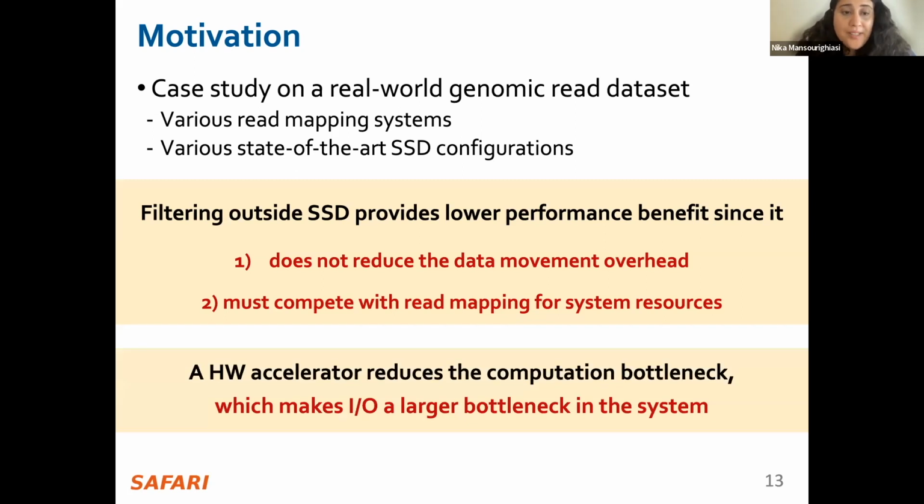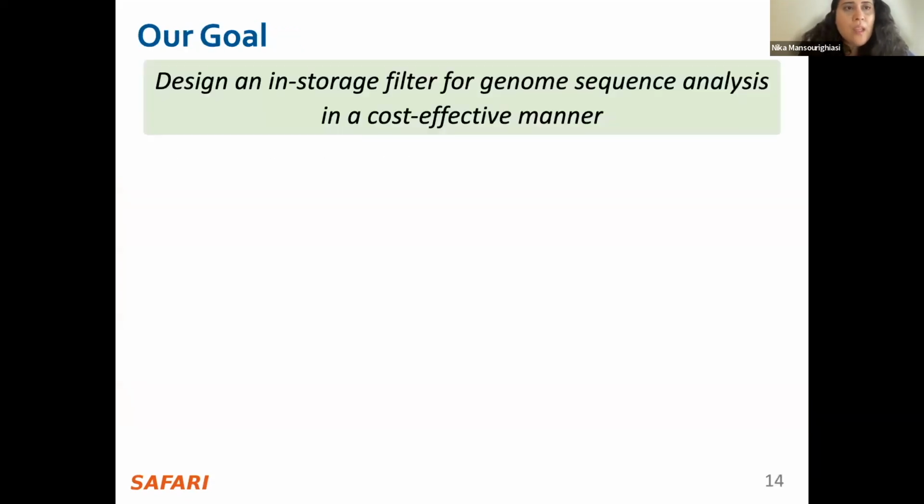So a hardware accelerator mapper reduces the computation bottleneck, which in turn makes I/O a larger bottleneck in the system, and therefore makes the stronger case for filtering reads inside the SSD possible. Motivated by these observations, our goal in this work is to design a storage filter for genome sequence analysis in a cost-effective manner.